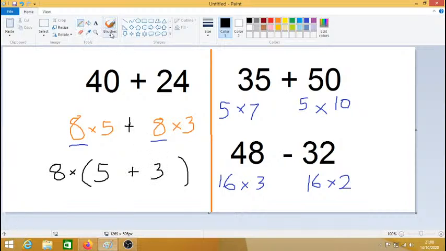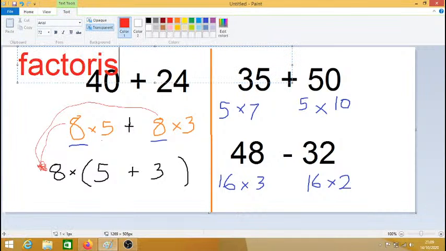See how I'm pulling out the common factor to the front of the bracket. So there's the 8 from the 8 times 5 and the 8 from the 8 times 3. They're both getting pulled out to the front. And then you've got what's remaining going in the brackets. And this technique is called factorising.